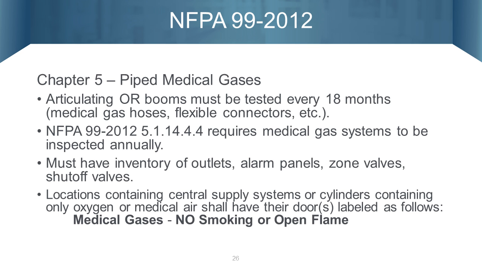And the biggest thing is locations containing central supply systems, meaning where your manifolds are for your high-pressure gases or cylinders containing only oxygen or medical air, must have their doors labeled "Medical Gases, No Smoking or Open Flame." As of January 1st, they have been citing organizations, so make sure you get that signage installed. You must be able to read that signage, I believe from 5 feet away, which is 60 inches.